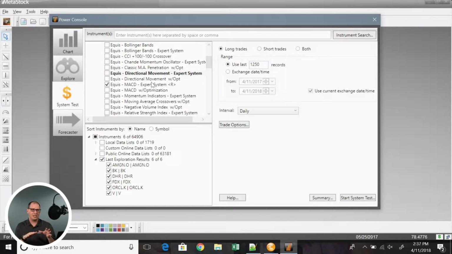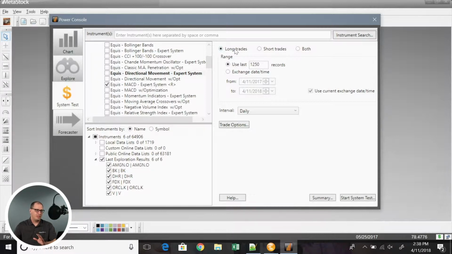So we'll go through these before we run our test. And once you set these, they're all set. You don't have to do this every time. It's just a one-time setup here. So what you want to do is you can tell the system tester whether you want to trade long, short, or go both.